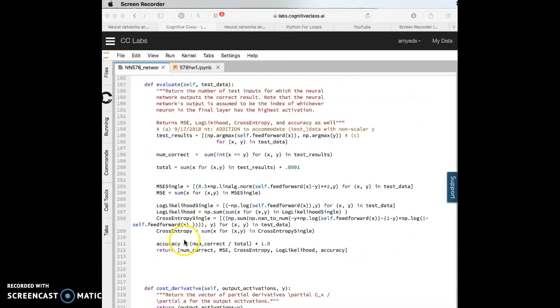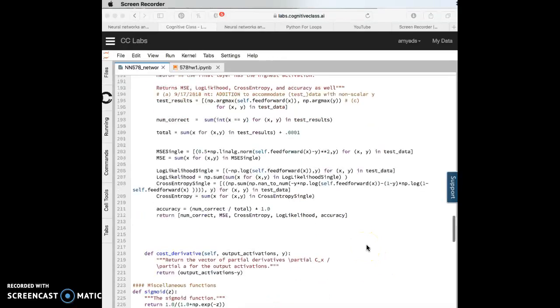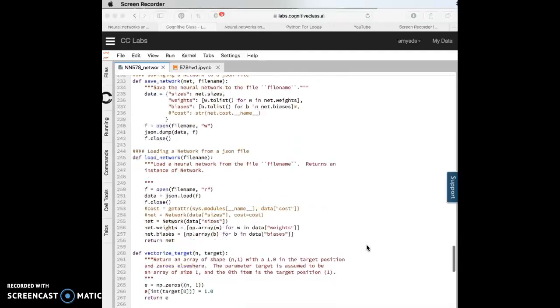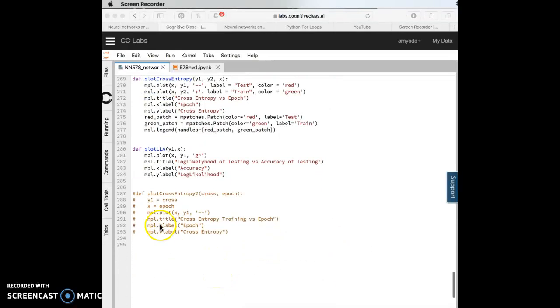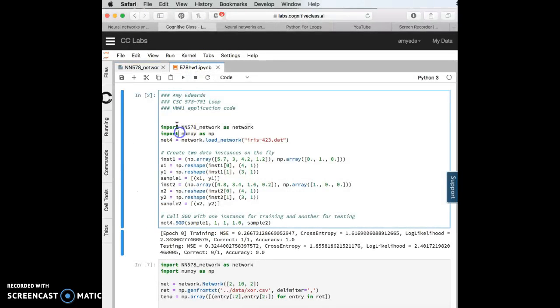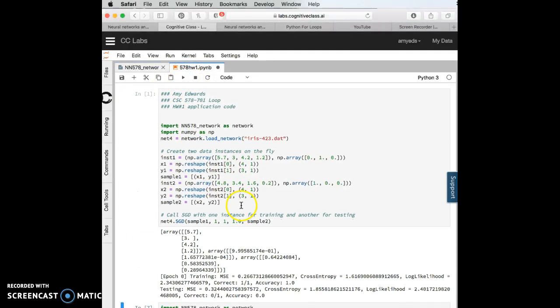This is the evaluate function that we call in SGD, and so this is doing the math for the MSE, log likelihood, cross entropy, etc. These are miscellaneous functions, and it includes the plotting functions that I wrote at the end there. So we'll move on to the code snippet for our homework.